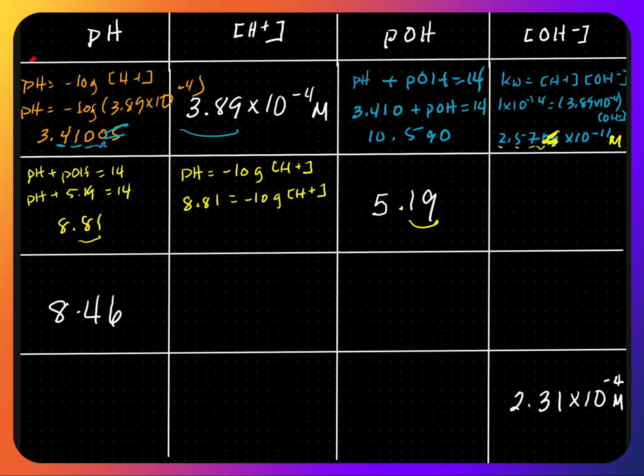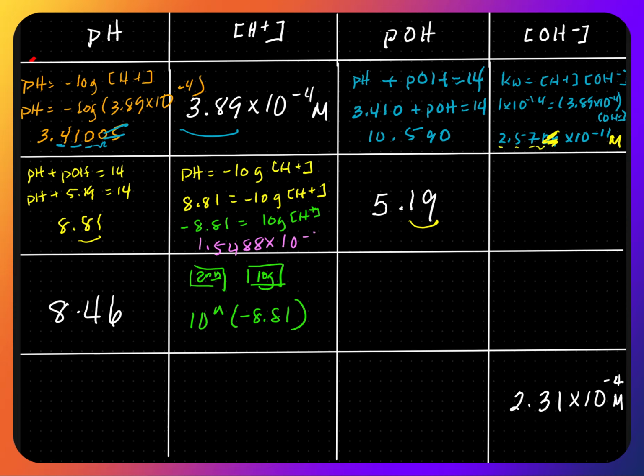So the first thing I need to do is divide both sides by negative. So this becomes negative 8.81 equals log of H plus. And we need to do the anti-log. So when you do the anti-log, you can type in second log in most calculators. And you'll get something like this as your display. And you type in negative 8.81. So if you punch this into the calculator correctly, you should get 1.5488 times 10 to the negative 9th.